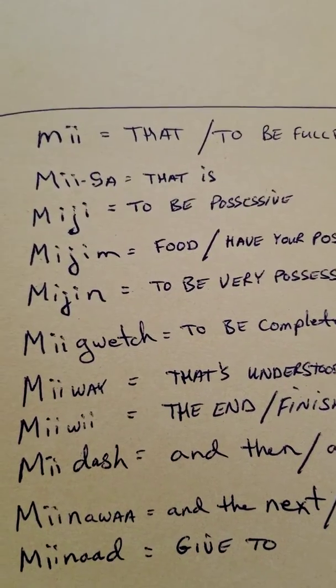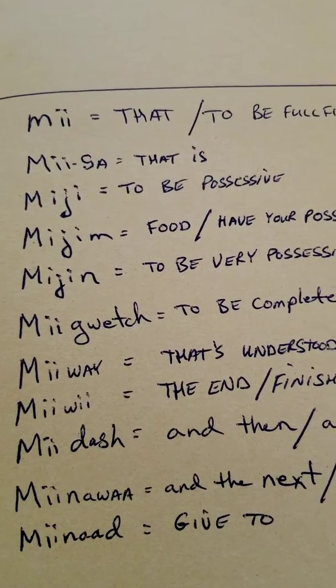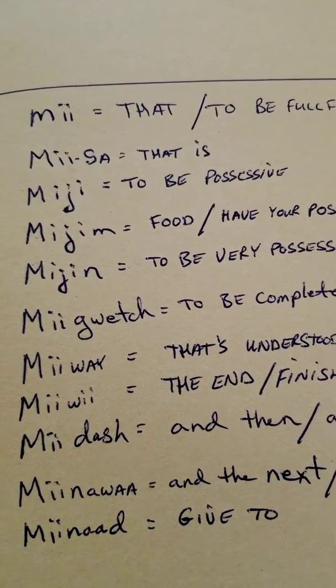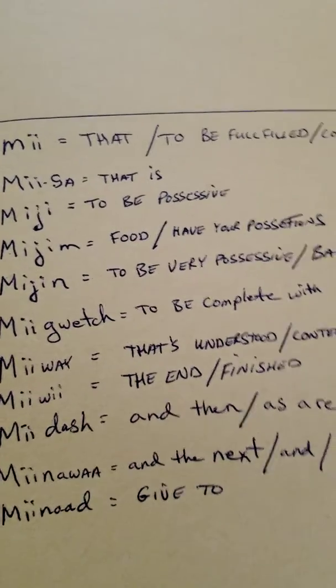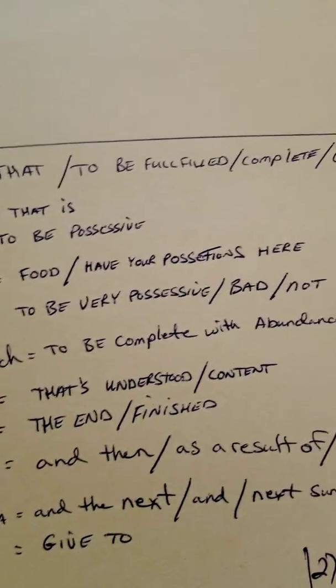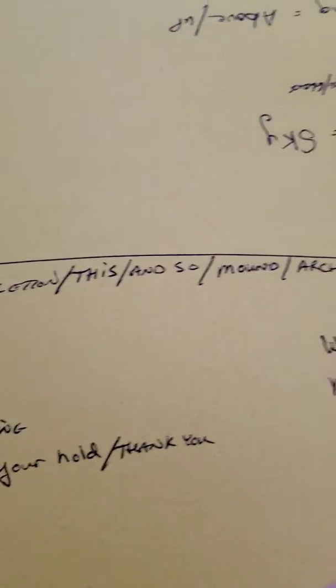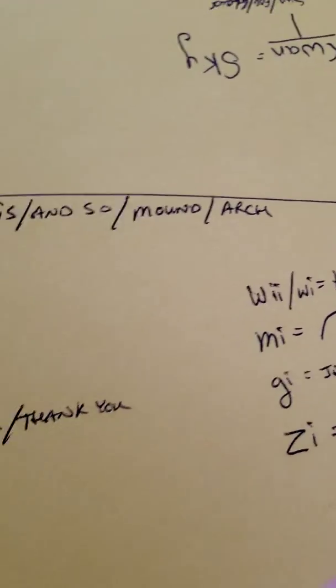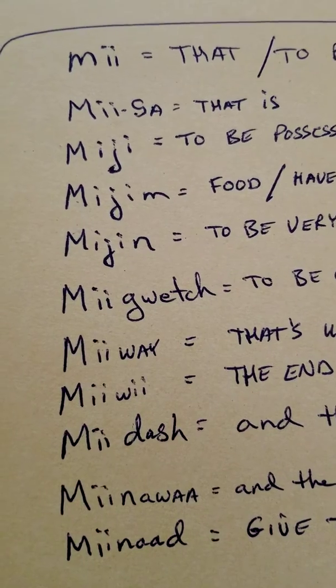So, everything in our language is a verb, okay? To try to express it thinking like English, as a noun, is never going to happen. It's all verbs. So, me can mean to be fulfilled, to be complete, to completion, this, and so, and the mound, and an arch, okay? Its symbol is an arch.